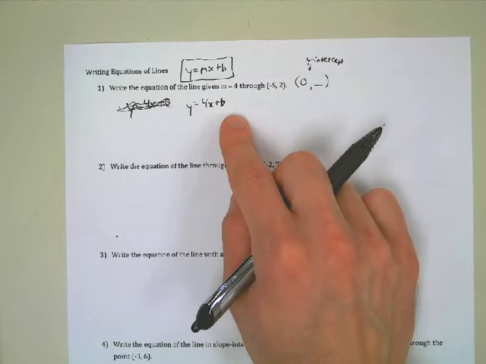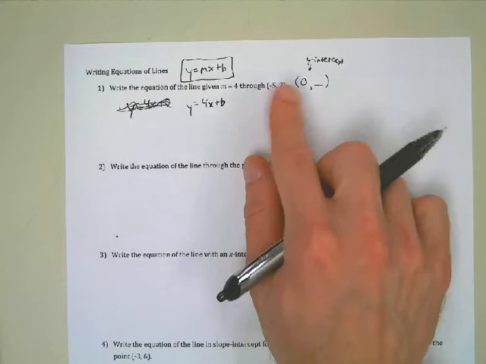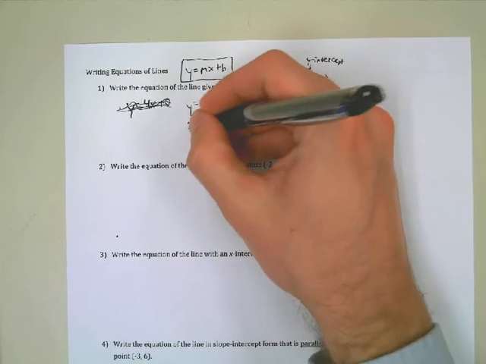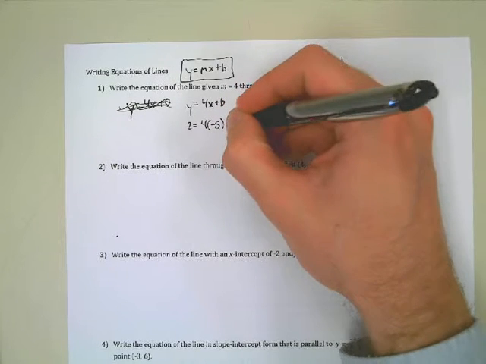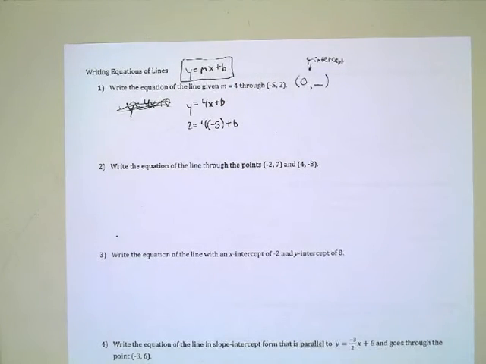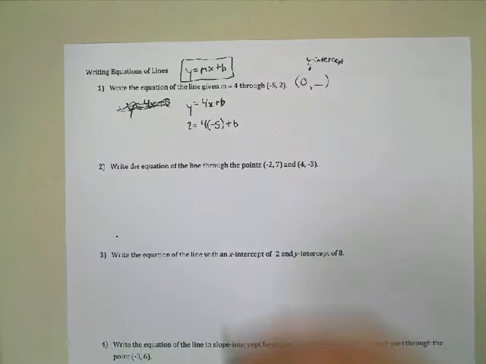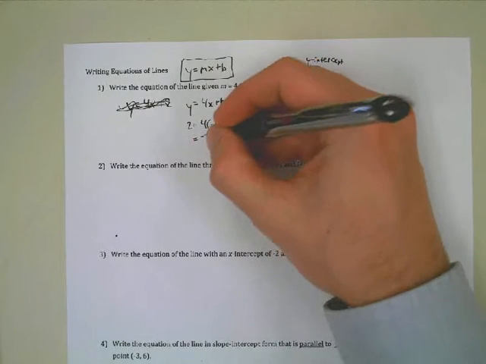So we'll just go ahead and plug it in. And once we plug that point in, 2 in for the y, negative 5 in for the x, well, now we have enough information to solve for b, right? We have a single variable in this equation. We can now solve for the b. And so that's why we're going to do that. So let's see here. 4 times negative 5 is negative 20. Add 20 to both sides, you get b is 22.